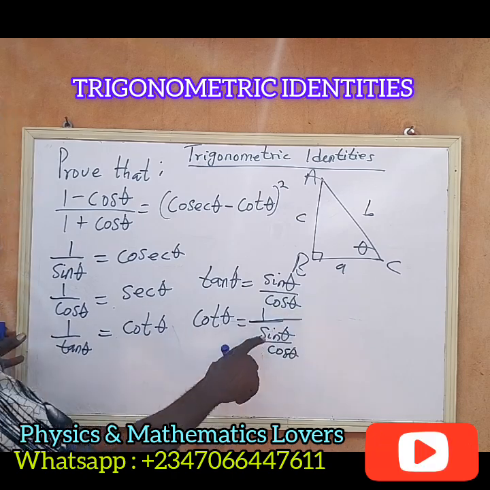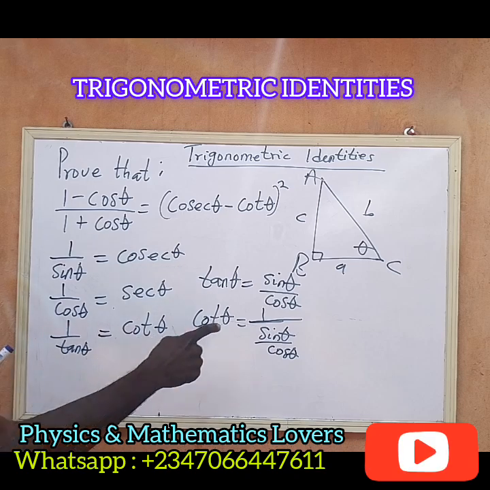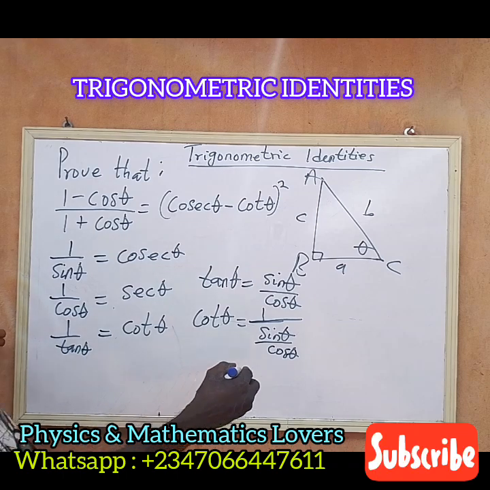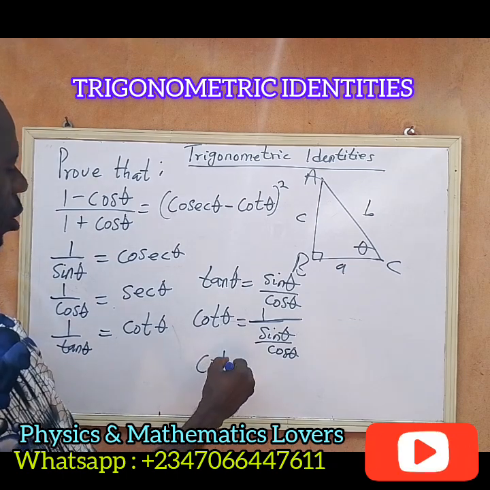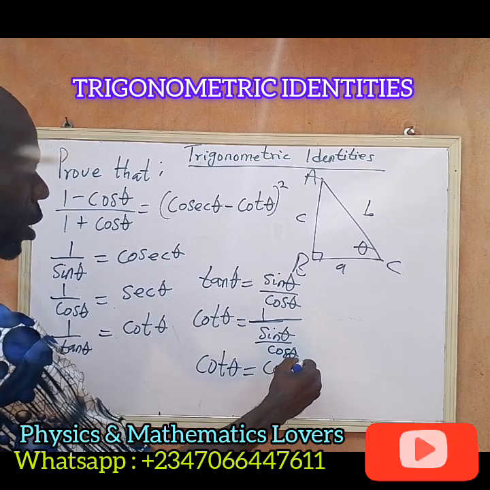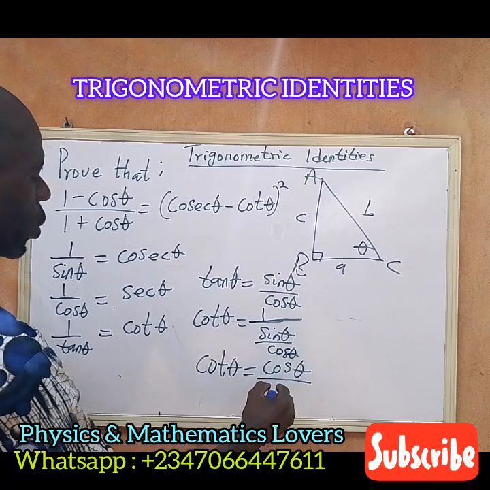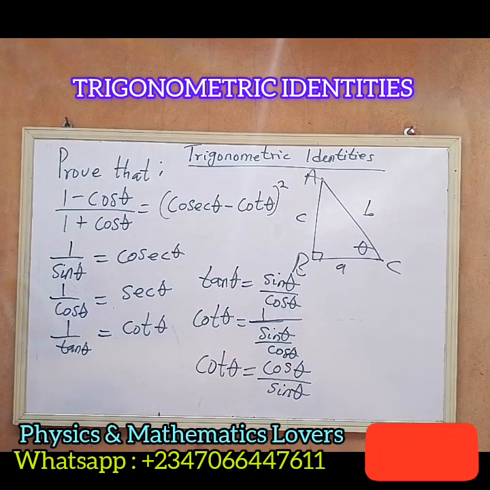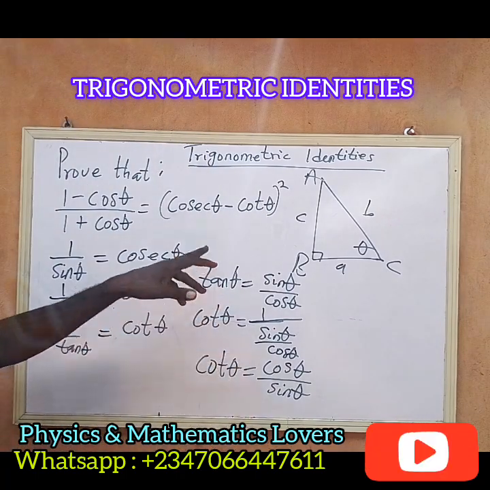So when you take a reciprocal of a fraction, the denominator will come up to become the numerator, and the numerator will go down. So it means that my cot theta now is equal to cos theta over sine theta.